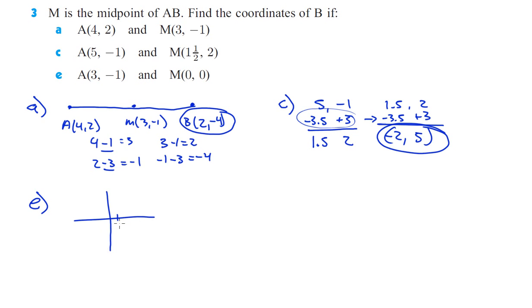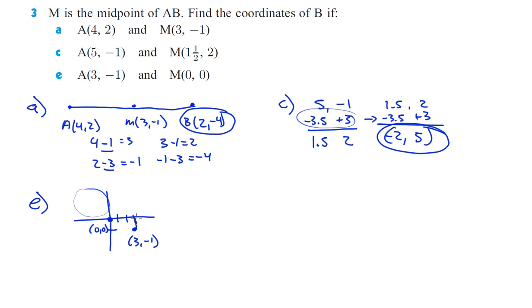So let's see, we've got 1, 2, 3, and negative 1. There's one endpoint. The midpoint is at 0, 0. So my other B is going to, this is halfway there, so B is going to be out here somewhere in here, right? So let's see, this is at 3, negative 1. This is at 0, 0. So I can think of this also.